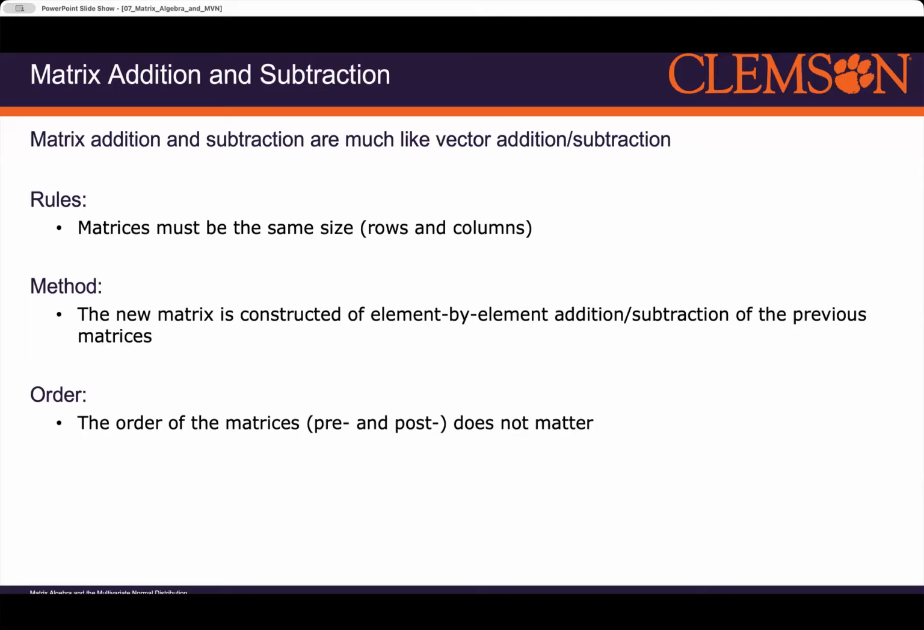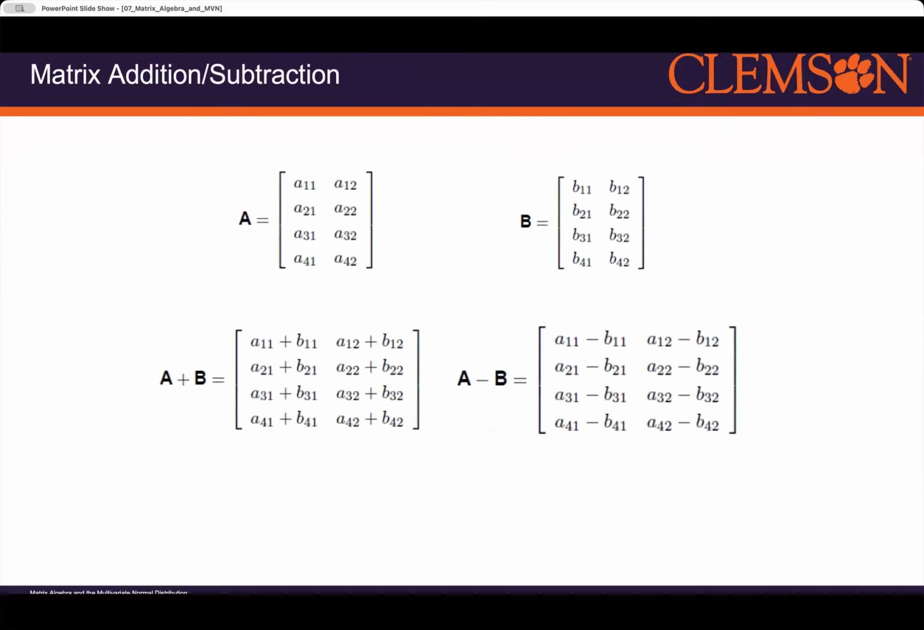So you're like, of course it doesn't. If I add 1 to 2 or I add 2 to 1, I both end up with 3. The same thing works with matrices, which is nice. Here's an example. We have the matrix A with all our elements, A1,1 through A4,2. Matrix A has 4 rows and 2 columns. Matrix B has 4 rows and 2 columns, meaning we can create the sum A plus B or the difference A minus B. When we create that sum, we just go element by element, right?